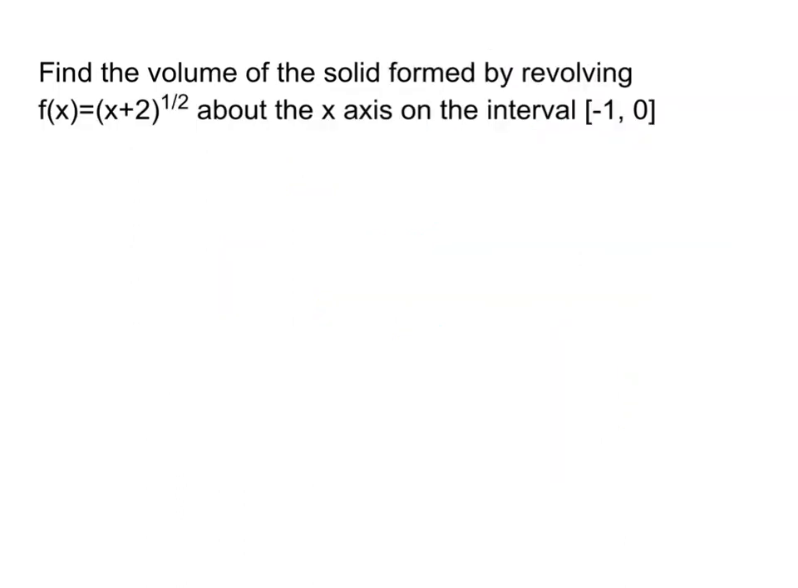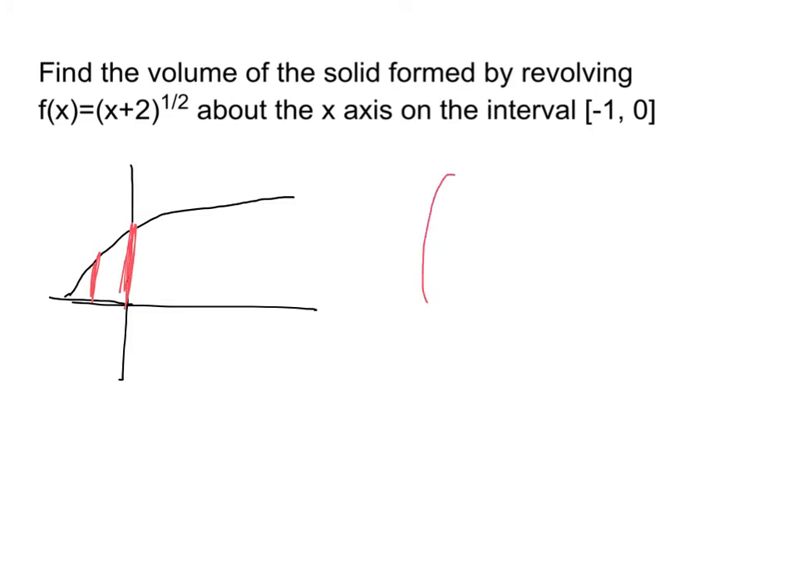Number 6. We're going to find the volume of the solid formed by revolving (x plus 2) to the 1/2. Okay, that's going to be a square root curve that's shifted over to the left 2. And we're going from -1 to 0. So you can imagine this thing, hopefully, when we rotate it, we'll have some shape like this.